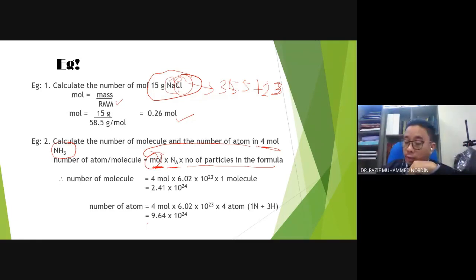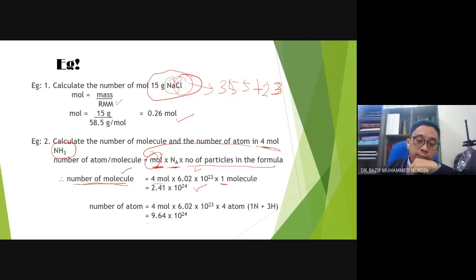So for the number of molecules, if it requires you to calculate number of molecules, dia ada satu molekul saja, NH3. So 4 mole times Avogadro number, ini fix. Jangan tertukar, jangan lupa untuk hafal. And then satu molecules, you akan dapat directly 2.41 times 10 to the power of 34.